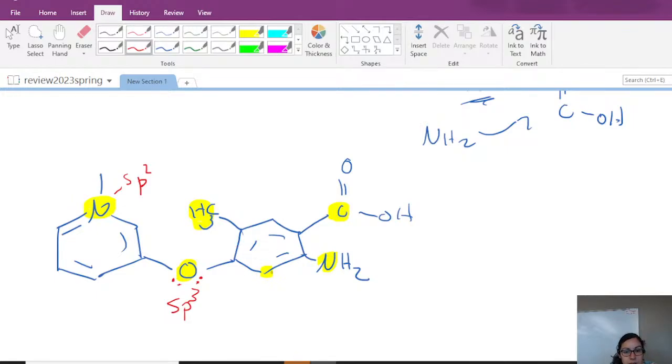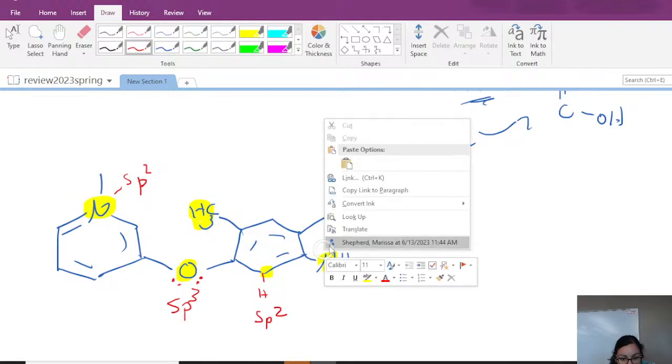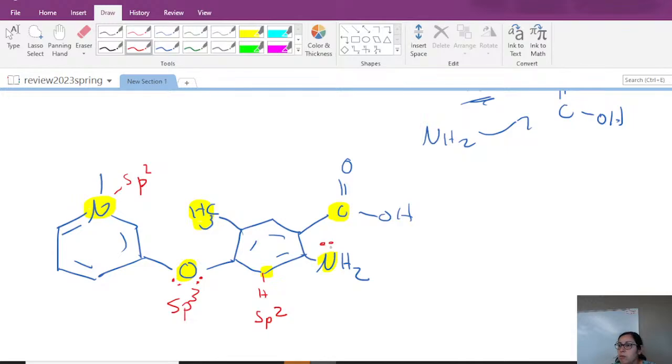Let's look at, what about this carbon? sp2. And we could draw that hydrogen so we can see that a little better. What about this nitrogen? sp3, another tricky one, so drawing those lone pairs. Excellent.